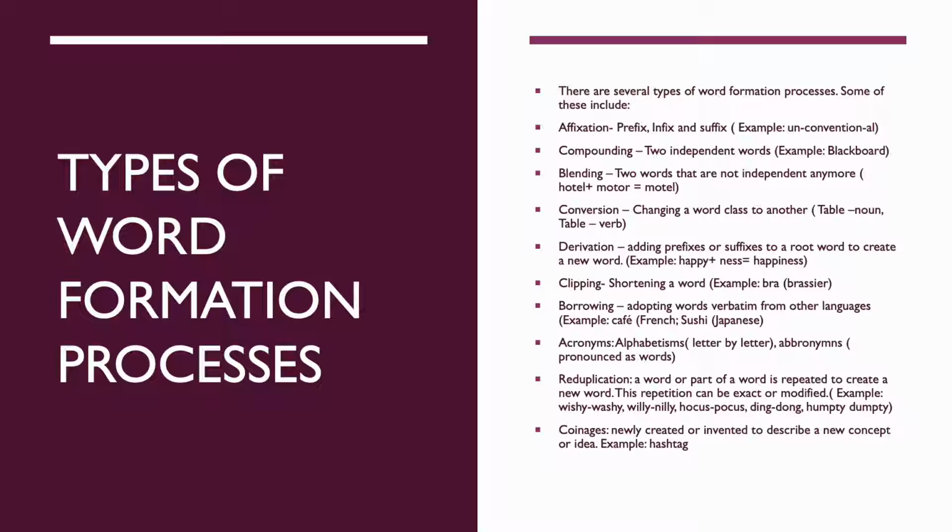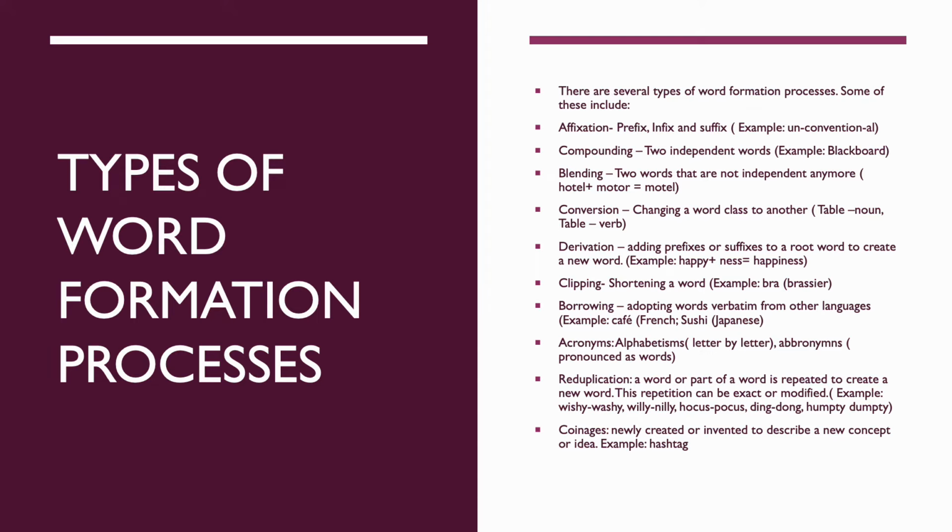Next, we look at borrowing. Borrowing is adopting words verbatim from other languages into the English language. And you will recall that in the course of history, there are several languages that have been imported into the English language. And so these words are borrowings. So you have the words written the way they are supposed to be written in the original language and pronounced as such. For instance, the word cafe is a French word, pronounced as a French word, and still written with the accent on top of the E.